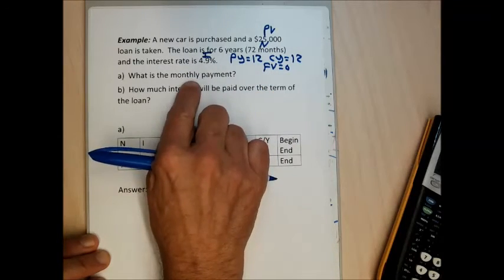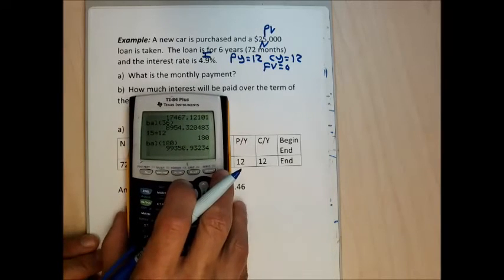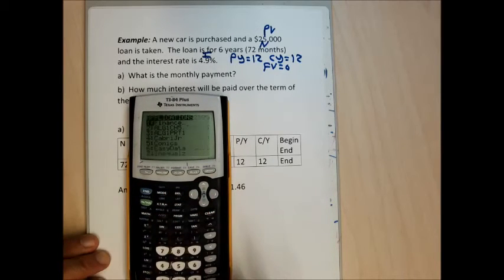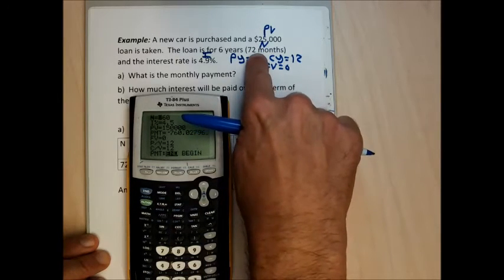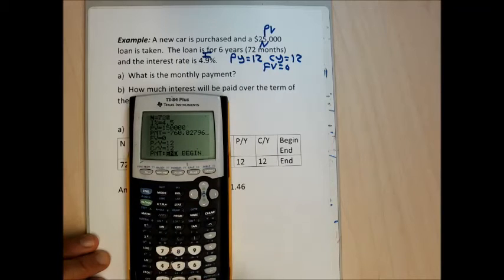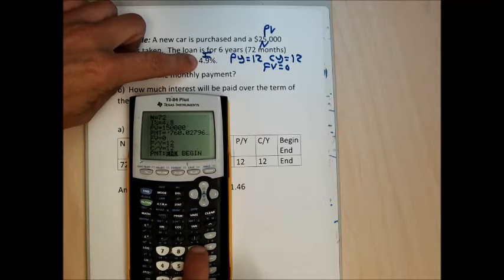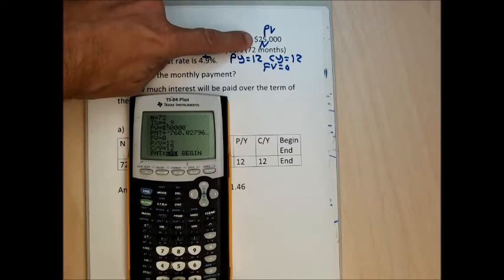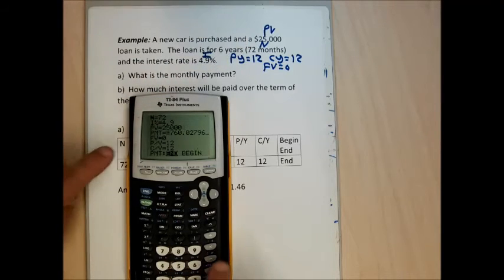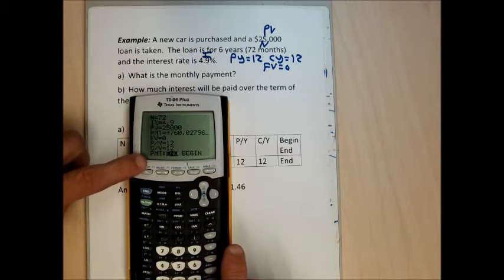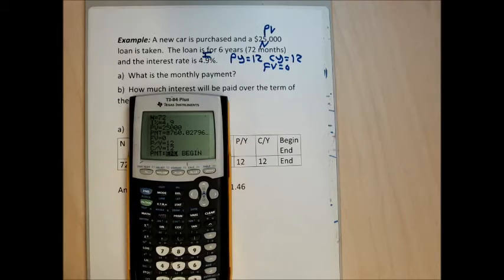So what is the monthly payment? Easy to do monthly payments. To do monthly payments, I hit apps, enter on finance. I go to the TVM Solver. In for the N, I type the 72. In for the I, I type 4.9. In for the PV, I type 25,000. I have the 0, the 12, and the 12, and the END in. I go to the PMT, I hit the green alpha button and hit enter.